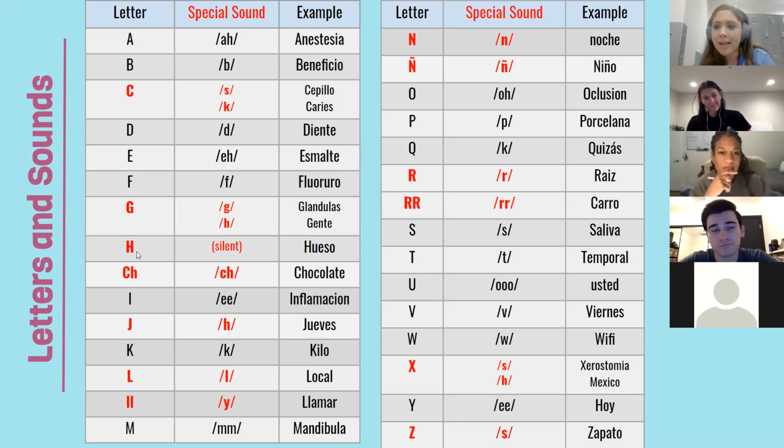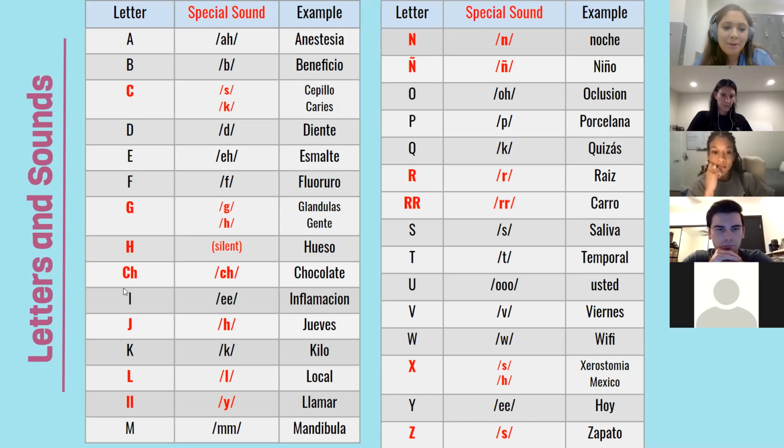Then H is always silent. So in here, you will say hueso. Hueso. And that's bone. Perfect. We're doing great. The ch is the same sound as in English, so it shouldn't be too difficult. So instead of chocolate, it will be chocolate. Chocolate. Perfect. Which is chocolate.